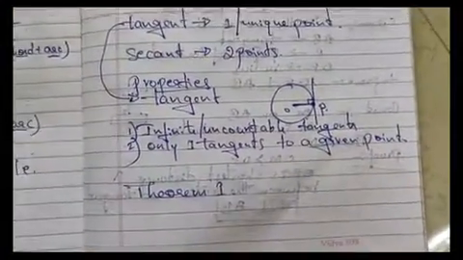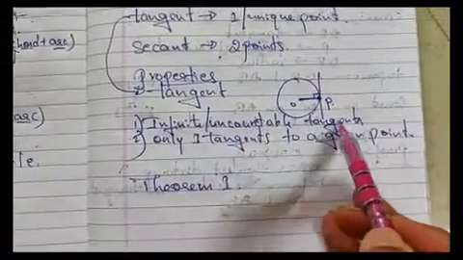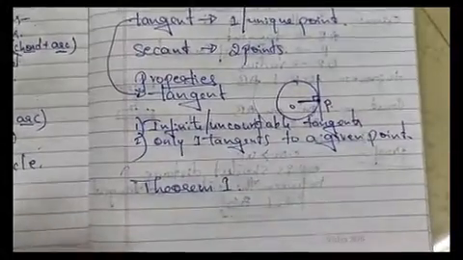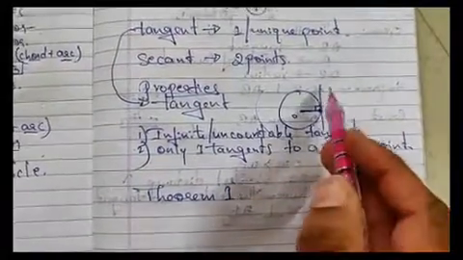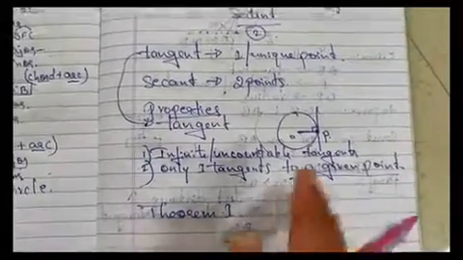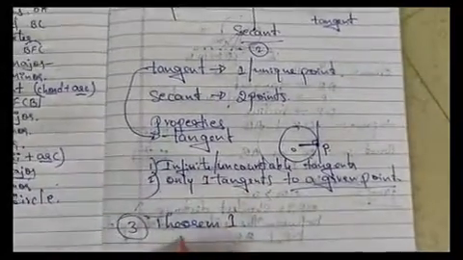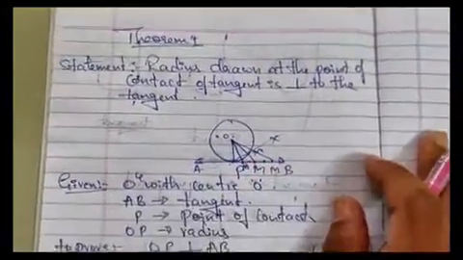Okay, let us see how many points did we prove. First point, infinite or uncountable tangents can be drawn to a given circle. That is property number 1. Second property, only one tangent can be drawn to a circle at a given point. Point number 3, which is the theorem itself. What is the theorem? Radius drawn will be perpendicular to the tangent.